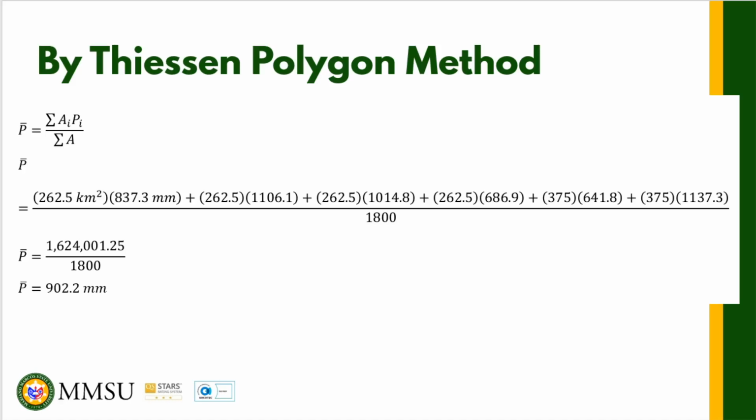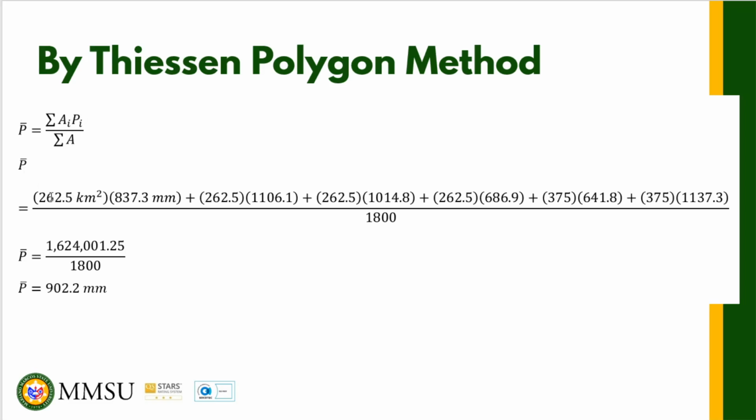Now that we have computed for the area of each of the stations using the Thiessen polygon, now we can solve for the average precipitation. The Thiessen polygon is like an average mean or weighted mean. Okay, it's like a weighted mean. For each station, there is a weight, and that weight is the area that we have computed from the Thiessen polygon. Okay, so our formula is the summation of area times the precipitation divided by the summation of all the areas.